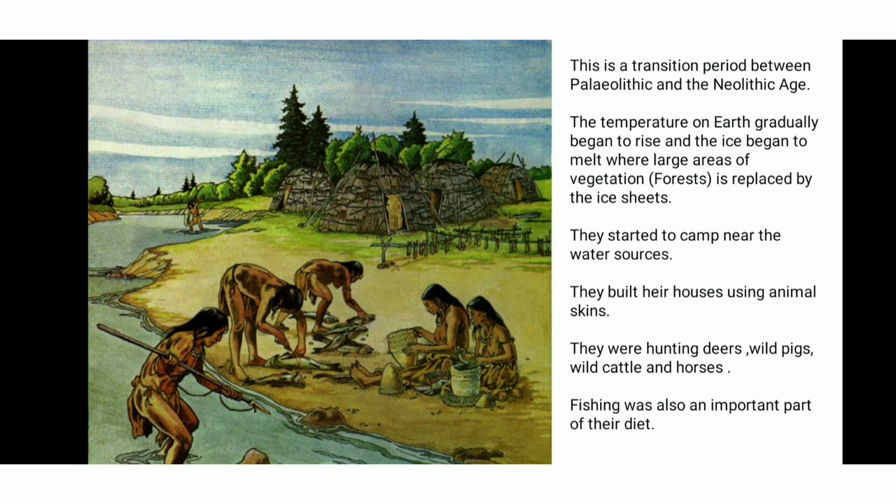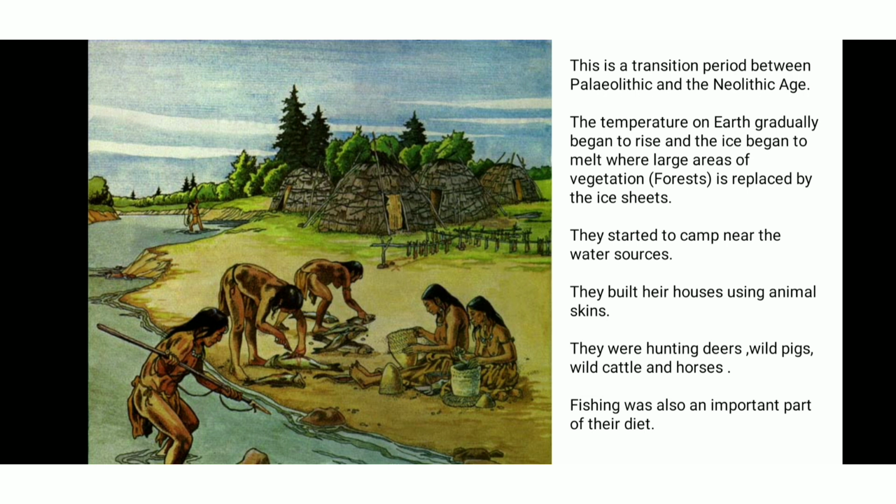In the Paleolithic period, people lived as nomads, which means they moved from one place to another in search of food and shelter. But here they started to camp near the water sources and built their houses using animal skins, which means they prepared themselves to stay in one place. They were hunting deer, wild pigs, wild cattle, and horses. Fishing was also an important part of their diet. So, how did they survive? By hunting deer, wild pigs, wild cattle, horses, and fishing was their main source.